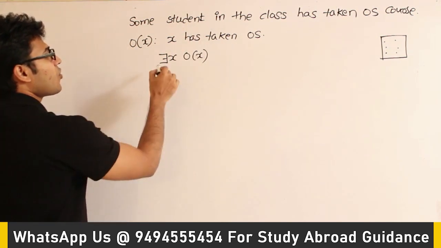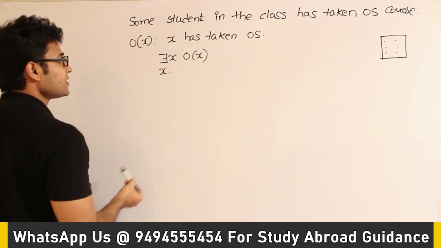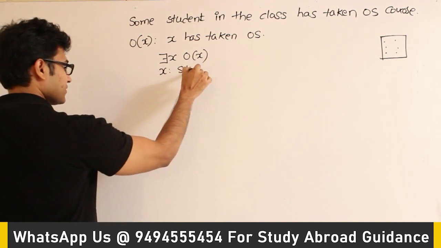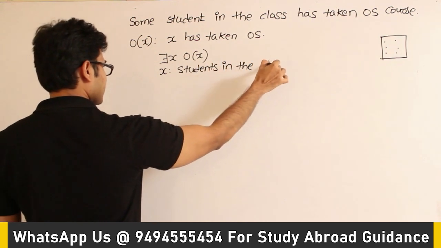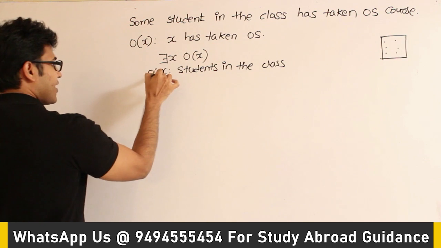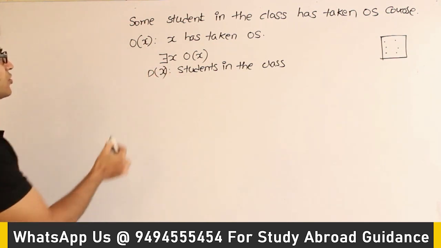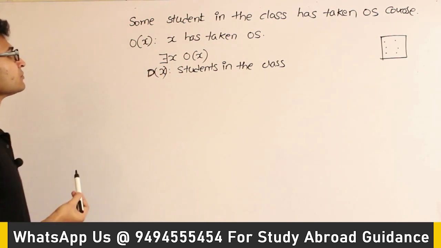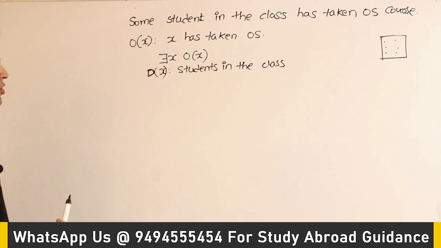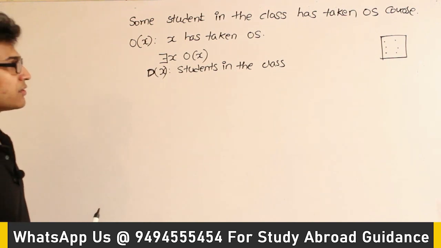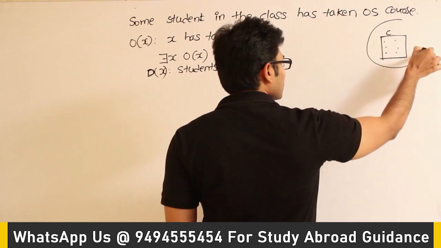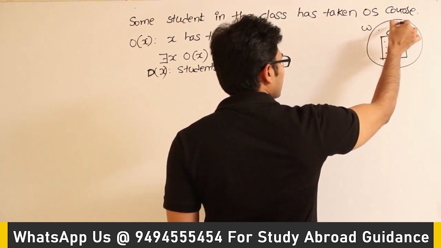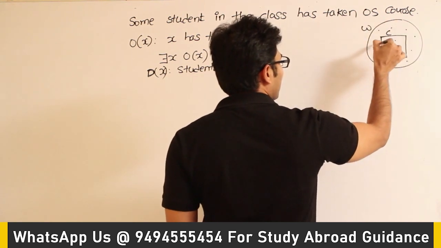Got it? Now what about X? The domain of X is all the students in the class. That is the domain of X, right? And now what if this is a domain D? Now what if I want to expand the domain? What if I want to expand the domain to everyone in the world? So if this is the class and if this is everyone in the world, right? Now how can I do that?